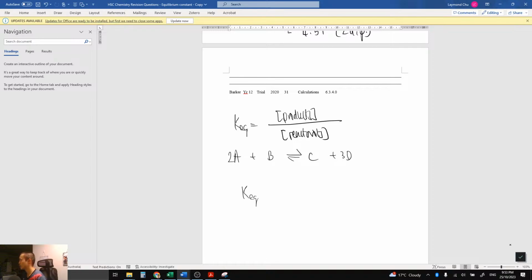So your KEQ for this expression would just be your products over your reactants. The coefficients come here, so they're all going to be the base of your reactant or product, but the coefficients just come up as powers. Okay, so if you want to write this down in your notes, try to memorize it for the next 36 or so hours you guys have left before your HSC, and apply that to whatever equation you get.